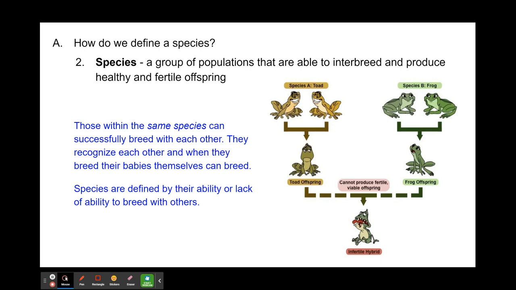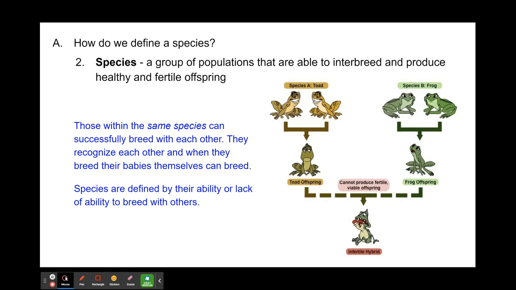So, a species is a group of populations that are able to interbreed or have babies with one another and produce healthy and fertile offspring, meaning that those who are part of the same species should be able to make babies with one another, and the babies that they make are both healthy, they don't have any fatal mutations that stop the embryo from developing or cause an early death, and they're fertile, meaning that they themselves can have babies when they're old enough. The parents also have to recognize members of their species to want to mate with them in the first place.